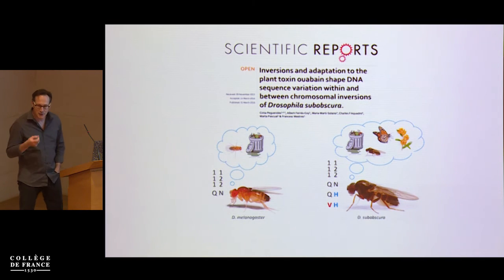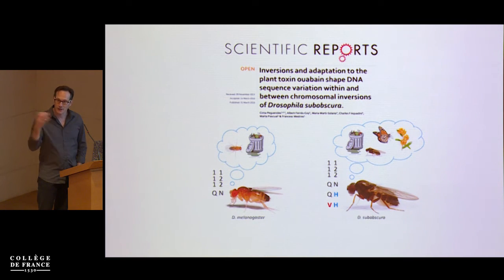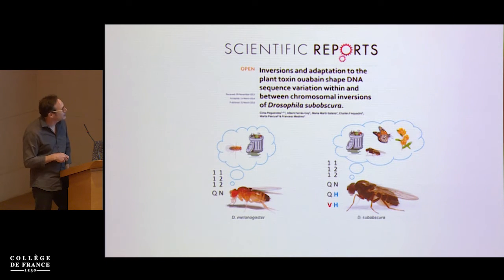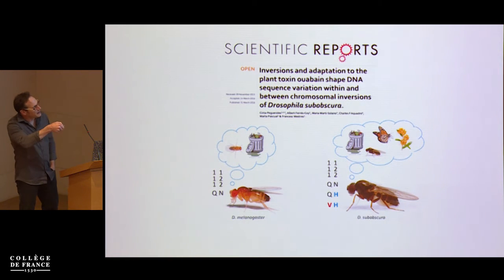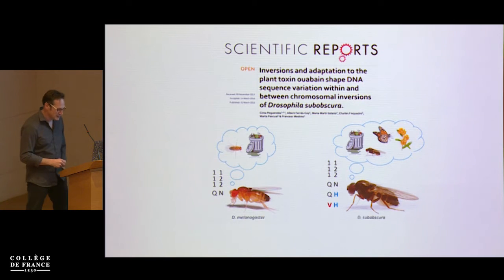This group happened to be surveying the same gene, but for a completely different purpose, in Drosophila subobscura, which is a European relative of Drosophila melanogaster. And what they found serendipitously was that some individuals of Drosophila subobscura have the exact same substitutions we're trying to engineer into Drosophila melanogaster. But as you can see, that fly looks very much alive.